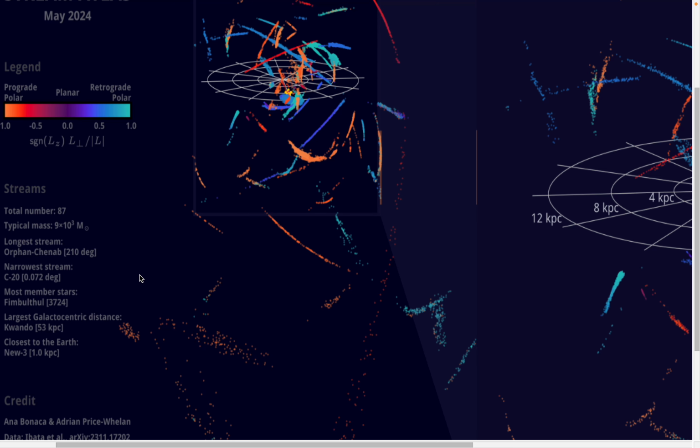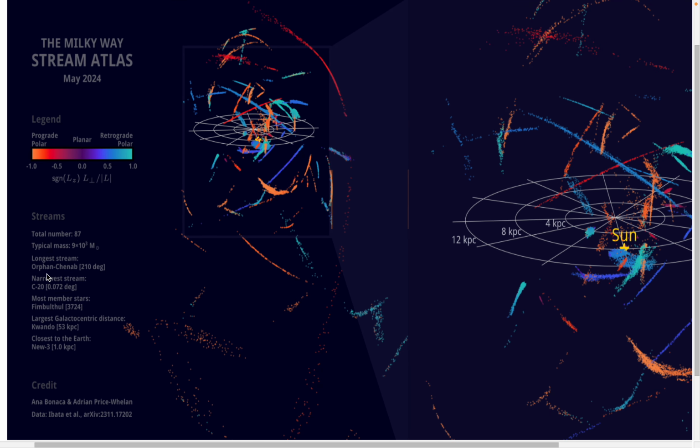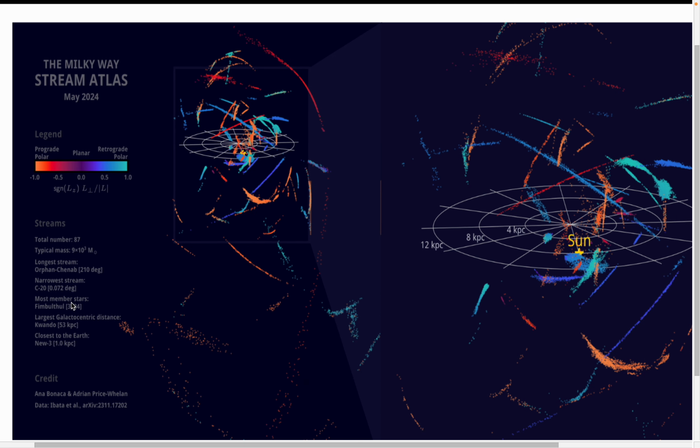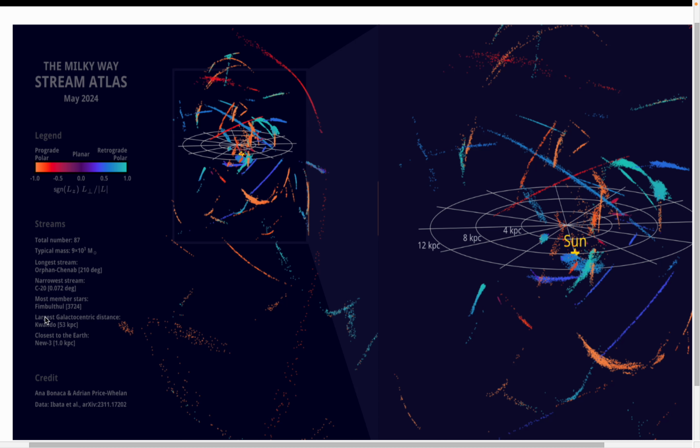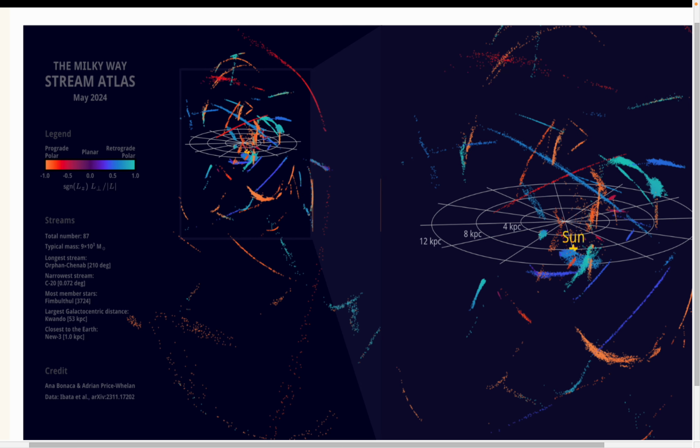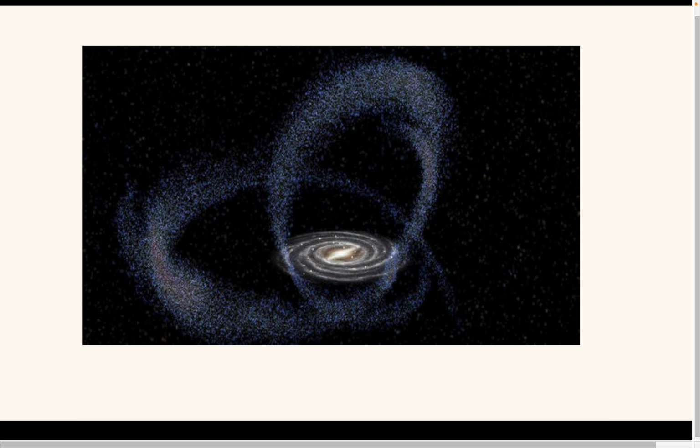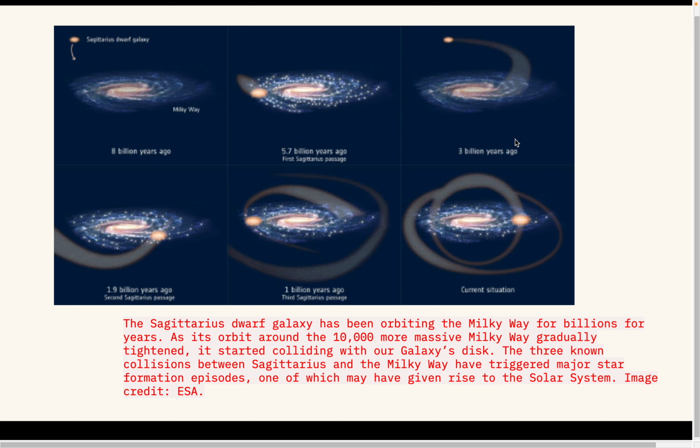The longest stream is the Orphan Chenab stream, and the narrowest stream is the C20 stream. The stream with the most number of stars within it is the Fimbulthul. The stream with the largest galactocentric distance is the Quando, and the closest stellar stream to Earth is the Nu 3 stellar stream.